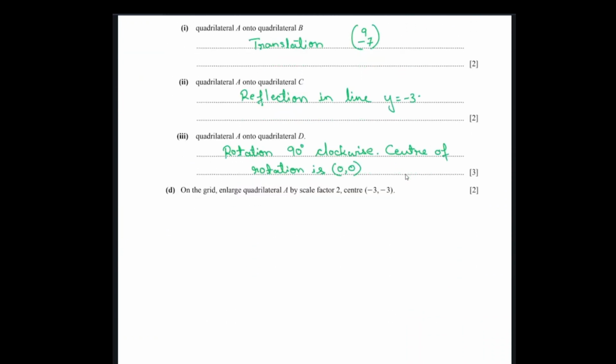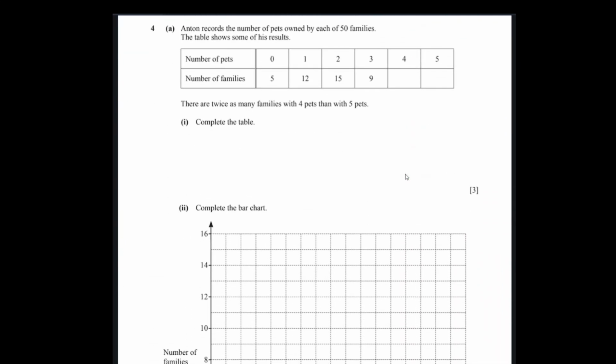Question number 4A now. Anton records the number of pets owned by each of 50 families. The table shows some of his results. Number of pets are given: 0, 1, 2, 3, 4, 5, and the number of families which have these pets are given. 5 families have 0 pets, 12 families have 1 pet, 15 families have 2 pets, and so on. There are twice as many families with 4 pets as with 5 pets. So if 5 is 2, then 4 should be 4. If 5 is 3, this should be 6, like that.